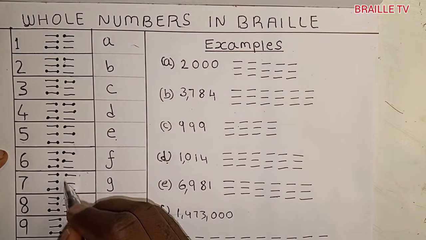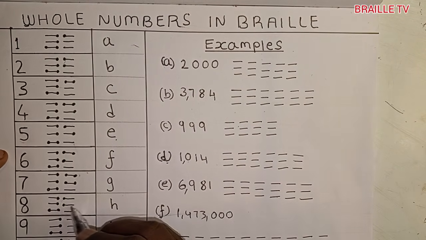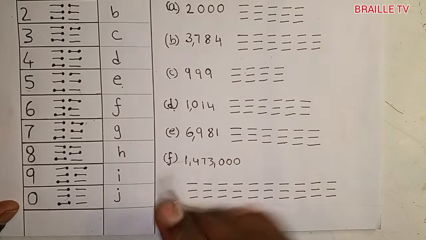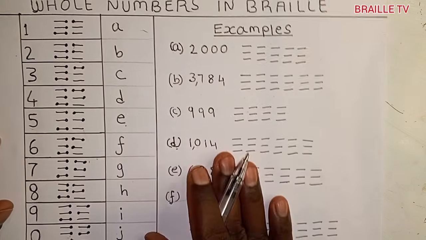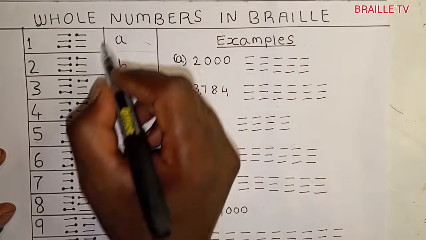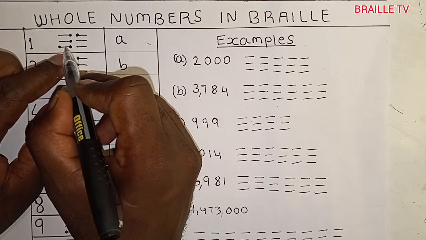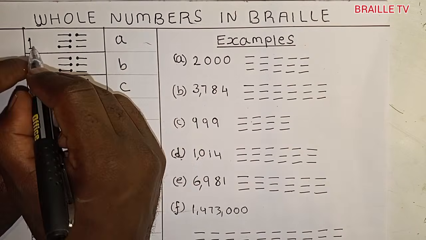Then we come to 7. 7 ni G. And then we have H. Okay. And then we have I. Okay. And then finally, J, I told you, is written like that. So, teachers, this is what I'm saying. A is written like this. Okay. But whenever you begin with a numeral sign and then you write A, automatically it becomes 1.